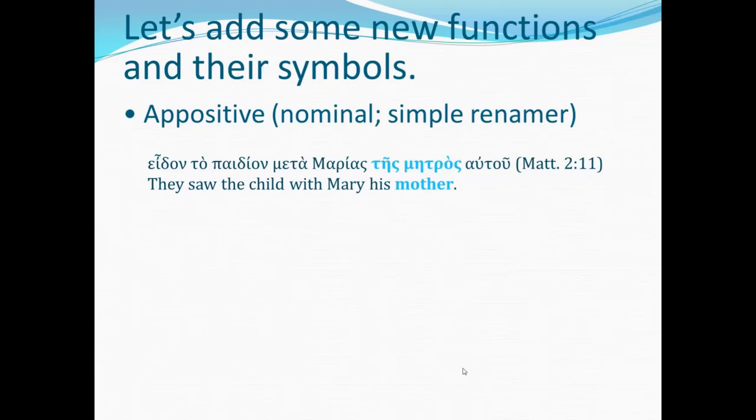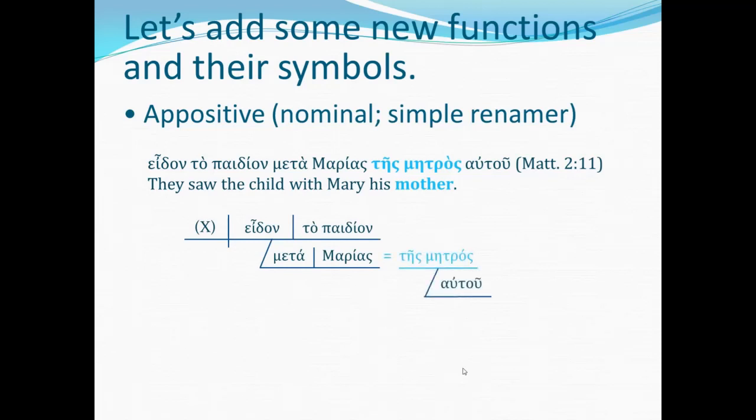So how would we diagram an appositive? Maybe you can already envision it. Here's the basic sentence without the appositive. They saw the child with Mary. The place to attach the word mother is just to the right of Mary with an equal sign joining the two. So you notice that the line under Mary breaks. It doesn't continue on over. There's a break in the line to separate metras as a separate sentence element. And the connection that's made is made by the equal sign that says that Mary is the same person as the mother. And then out 2, of course, is the modifier for metras.